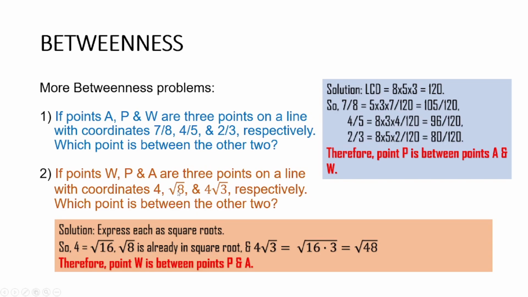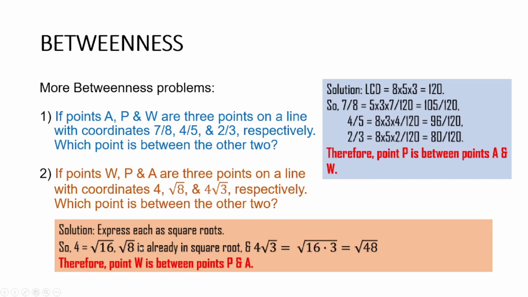For this one, it's already square root of 8. We need nothing to do. But for 4 square root of 3, we need to convert 4 again. And again, we just solve that. 4 is square root of 16. Here it is. And that's times 3, no? 4 times 3. So 16 times 3, that's 48.